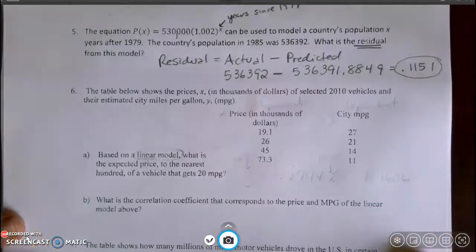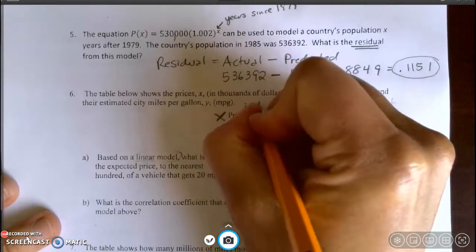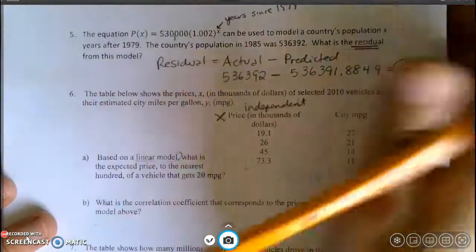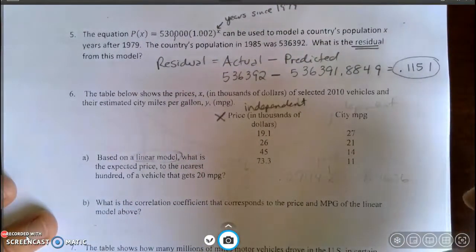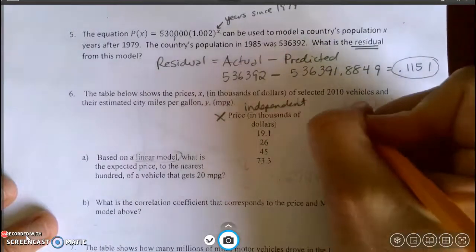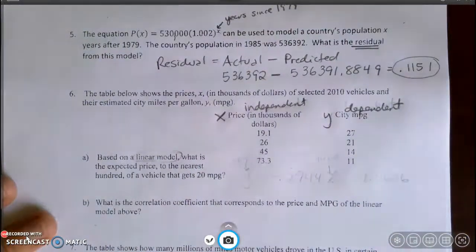So this is Unit 1, which comes from Chapter 2, the review, and this is video number 2. All right, so the table below shows the price X in thousands of dollars. So this is my X. So this is my independent. It's the X value of selected 2010 vehicles and their estimated city miles per gallon, Y. This is my Y value, which makes this my dependent variable.